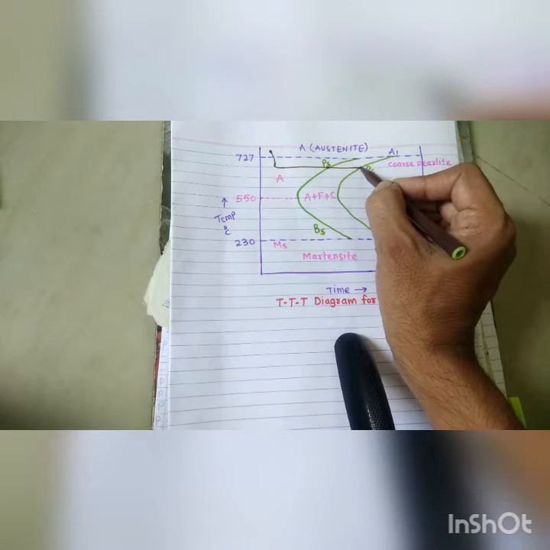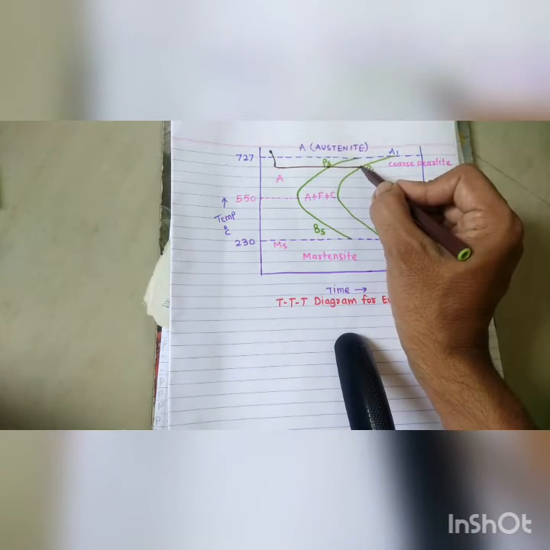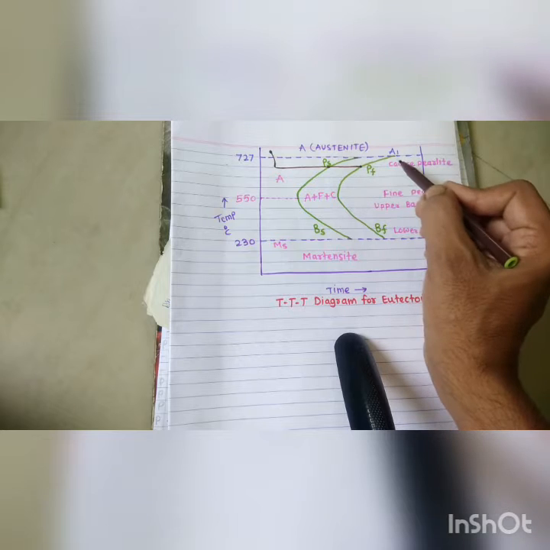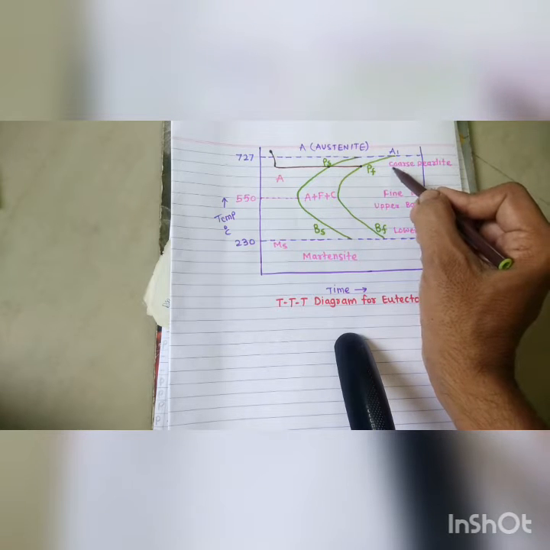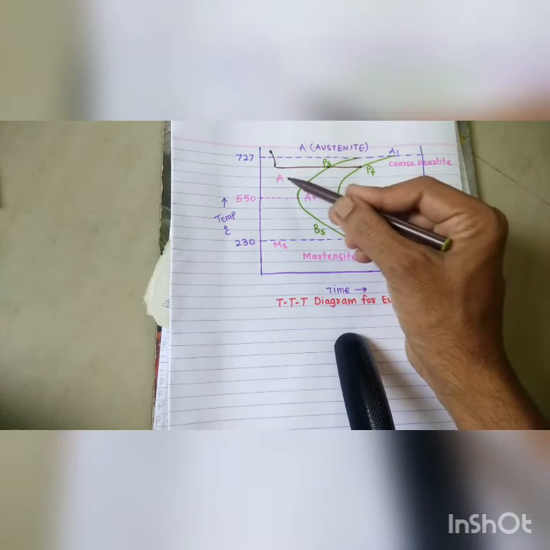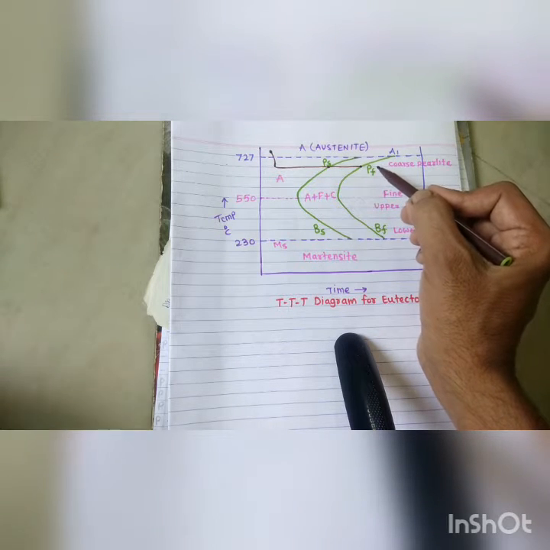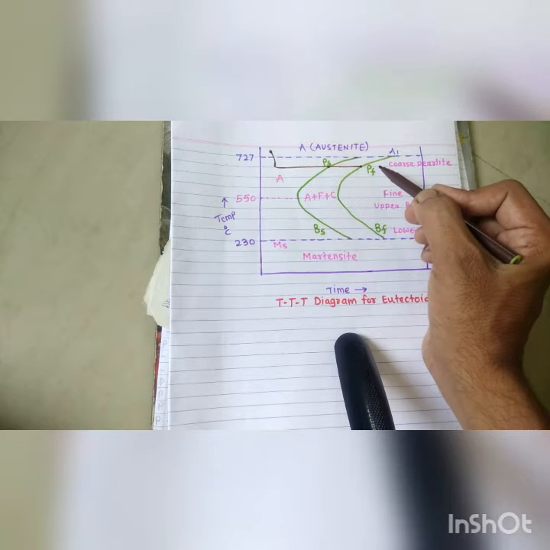We can say finish of pearlite. So at this point finish of pearlite will be there. That means it gives rise to a coarse pearlite structure. Austenite, A stands for austenite, gives coarse pearlite structure. This is the first transformation we have studied.